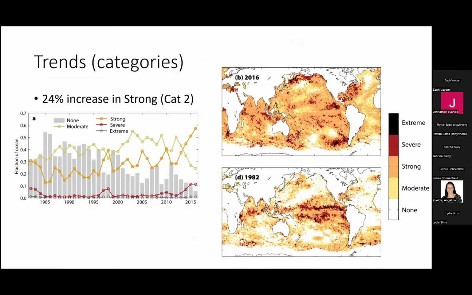We can then look at how the trends in the categories have changed over time. For example, between 2016 and 1982, which were 2 very strong El Nino years, you can see how much more area of the ocean was in strong marine heat waves in 2016, more of the orange color, compared to 1982. And again, there's been a 24% increase over the last 30 years in strong category 2 marine heat waves. And that's very similar analysis to what people are trying to do with cyclones and hurricanes.